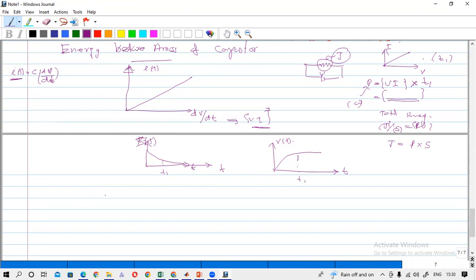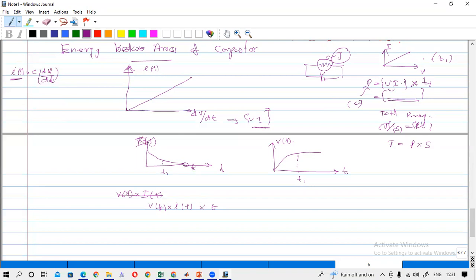The power is the same, so you can use this equation to find the power. That is v(t) into i(t). This is the power at that instant, v(t) into i(t). And you have to multiply it by t.